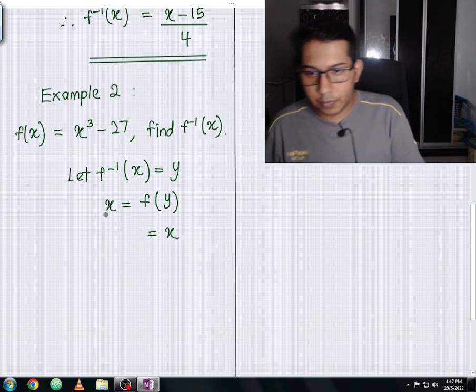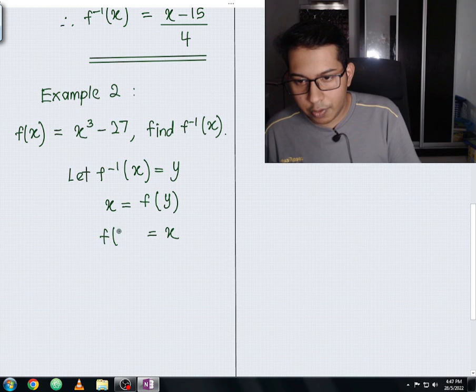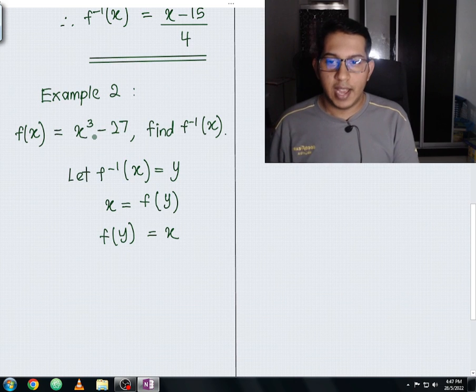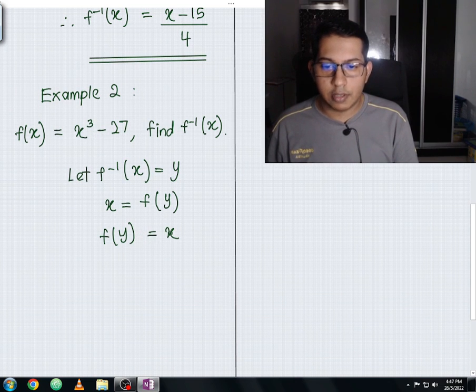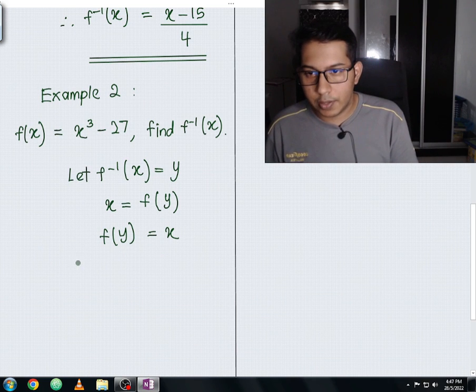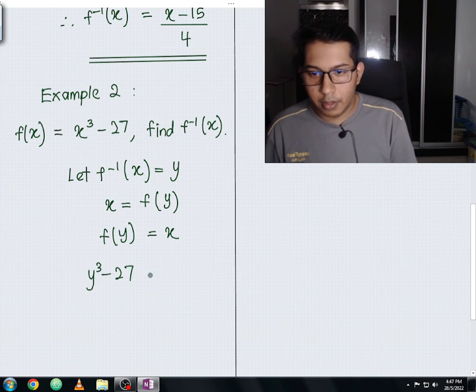Okay, so what you're going to do now is we're going to substitute y into this f x, and then we're going to let it be equals to x. So it's the other way around. So from here, we're going to substitute the y into the f x over here, so it will become y cubed minus 27 is equals to x.